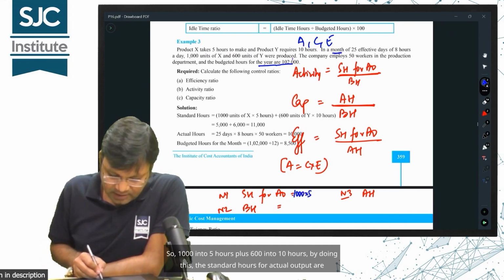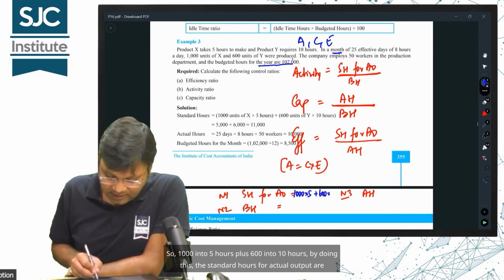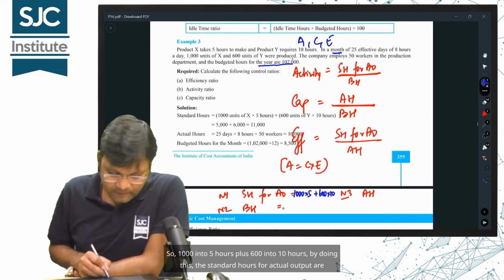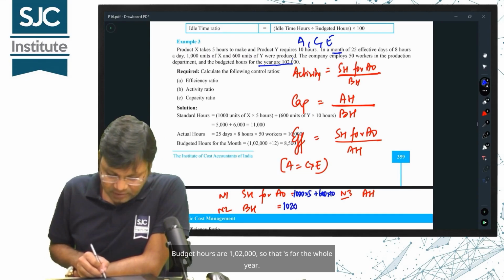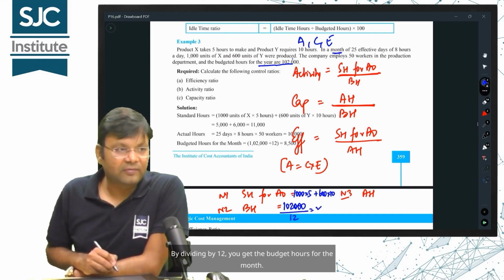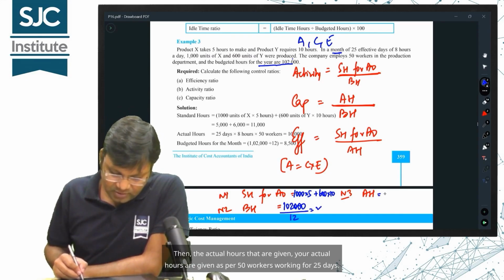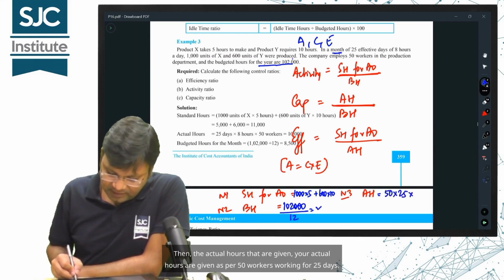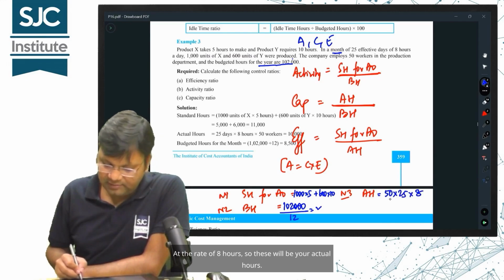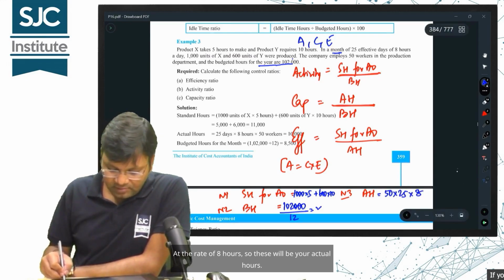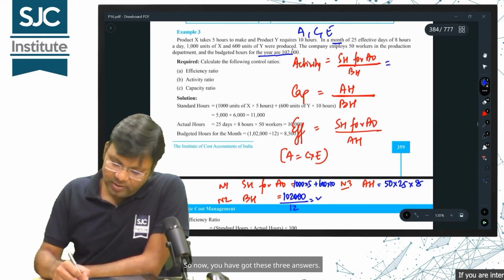So 1000 into 5 hours plus 600 into 10 hours, by doing this, the standard hours for actual output are obtained. Budget hours are 1,02,000, so that's for the whole year. By dividing by 12, you get the budget hours for the month. Then, your actual hours are given as per 50 workers working for 25 days at the rate of 8 hours, so these will be your actual hours. So now, you have got these 3 answers.